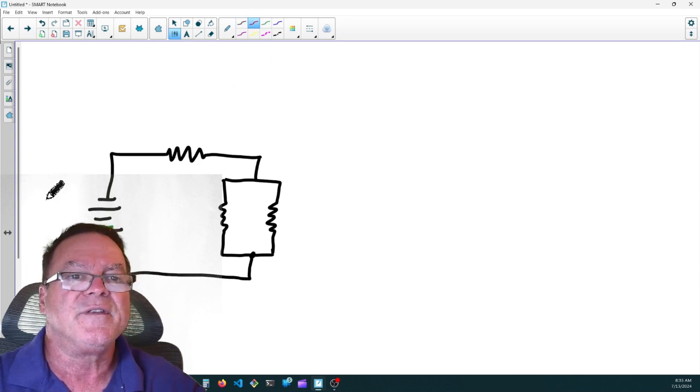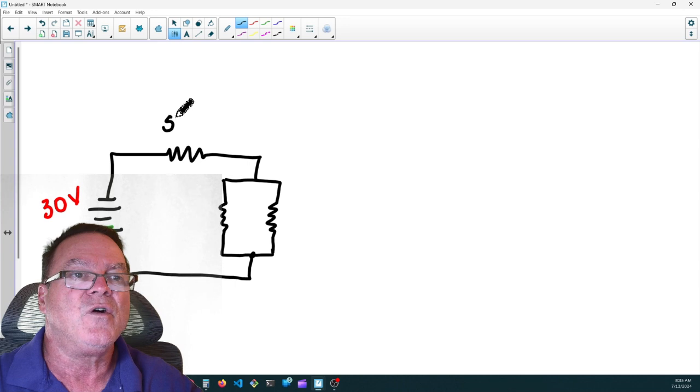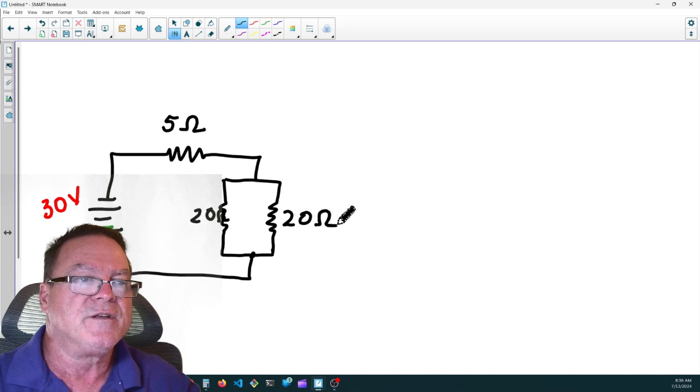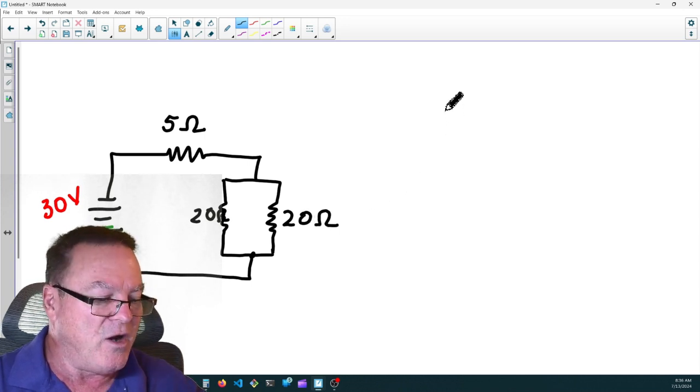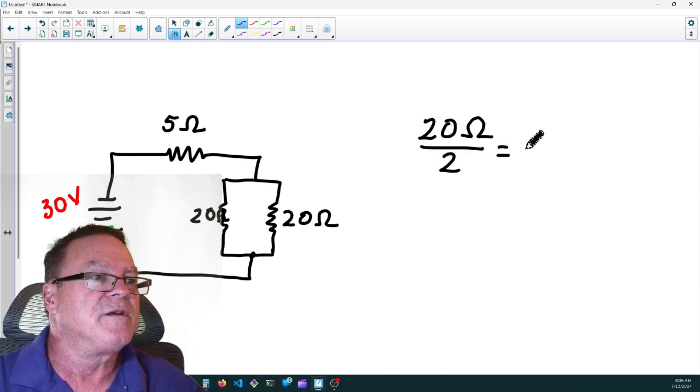And they said that this is a 30 volt source. And they said R1 is 5 ohms. And they said that R2 is 20 ohms. And R3 is 20 ohms. So right away we're going to combine R2 and R3 by taking 20 ohms and dividing it by 2. So the equivalent resistance is 10 ohms.